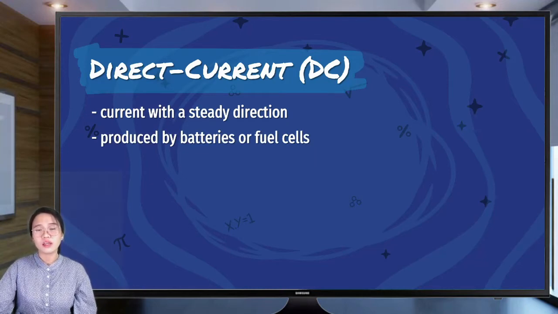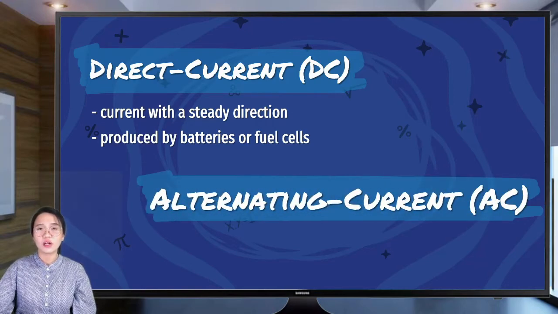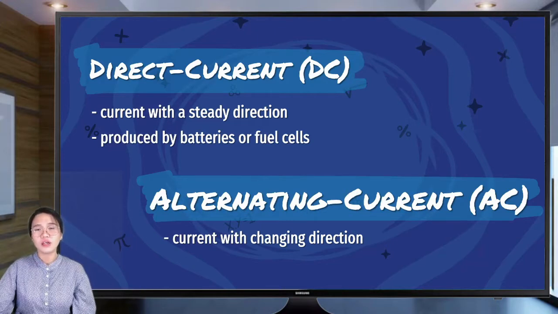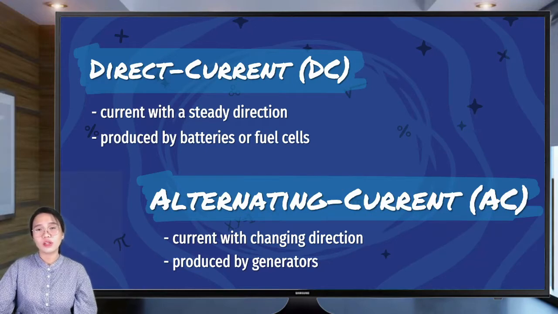The current in toys is a DC, or direct current, since we are using batteries. Then we also have the alternating current, or AC. It is a current with changing direction, the opposite of DC, and it is produced by generators. In our houses, we are using the alternating current, or AC.